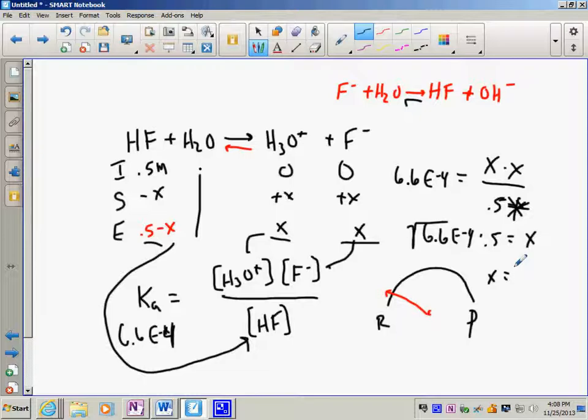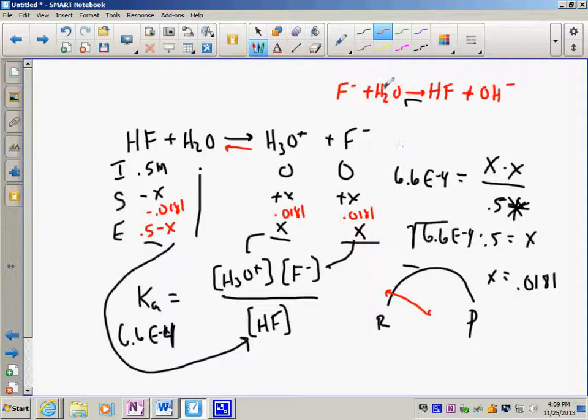Grab my calculator here. I have 0.5 times 6.6 e to the negative fourth equals, I got 0.00033. I will attempt to square root that, and I get 0.0181. That is x. That means of the 0.5, I've only lost 0.0181. Therefore, I could subtract that from 0.5 to get my concentration that's left. And I got 0.0181 here and 0.0181 here.